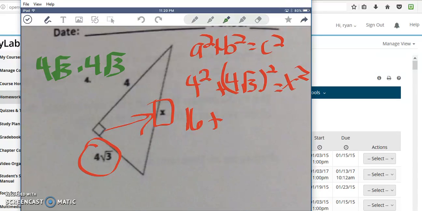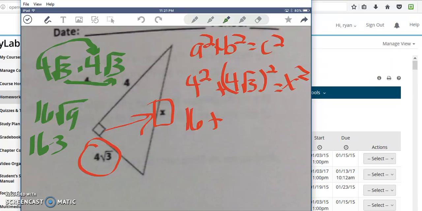4 squared is 16. Now 4 radical 3 squared is like saying 4 radical 3 times 4 radical 3. And if you remember from Algebra 1, you do the outside times the outside, inside times the inside when it comes to your radicals. So the outside times the outside is 4 times 4, which is 16. Inside is radical 3 times radical 3, which is radical 9, the square root of 9, which we know is 3. We already have a 16 on the outside, so you multiply those two numbers, and 16 times 3 is 48.